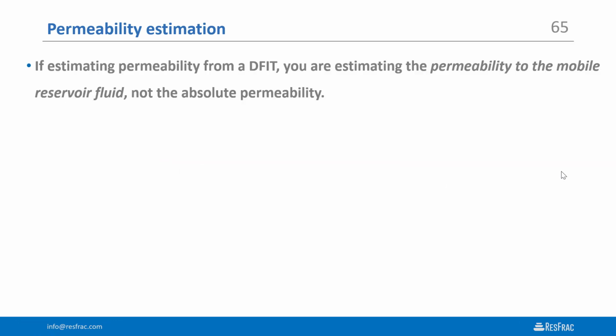Okay, so important point here, if you are estimating permeability from a DFIT, you are estimating the permeability to the mobile reservoir fluid. So it's not the absolute perm. If you think that the oil rel perm is 0.2, then you're estimating absolute perm times 0.2. Very important to keep that in mind.